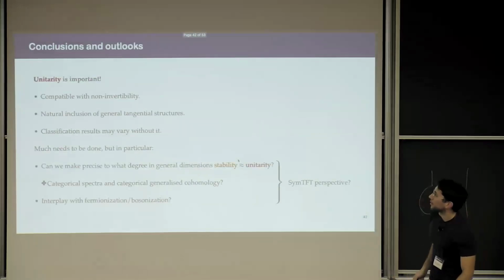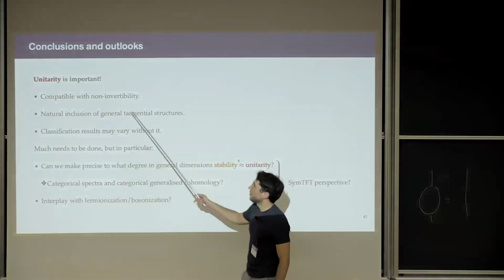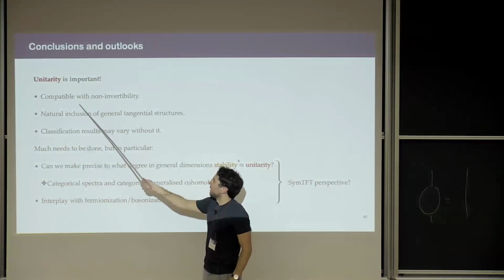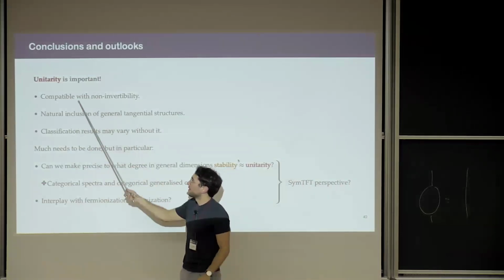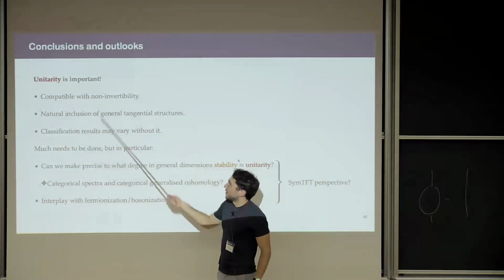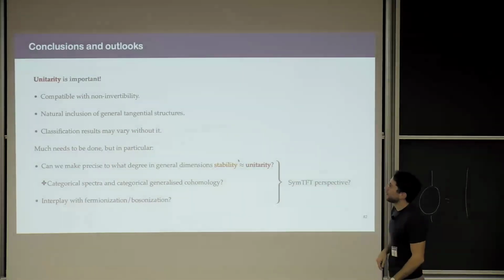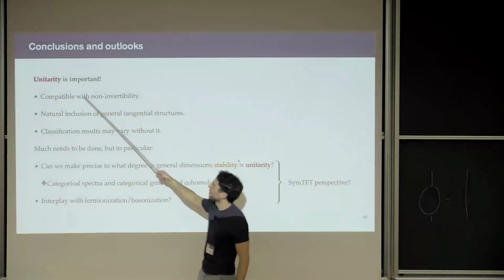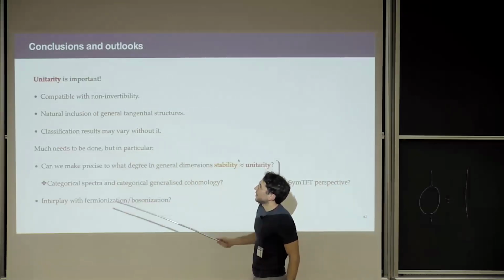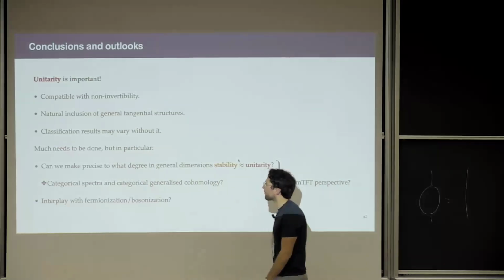So let me just conclude. I tried to sketch that there is a notion of unitarity for non-invertible symmetries, and that this can indeed be made compatible with their representation theory. And I tried also to show that there is some natural way to include generic tangential structure for higher fusion categories, which also encodes the notion of unitarity, and that classification results may vary if we don't really care about it. And we try to go beyond the pi finiteness assumption.